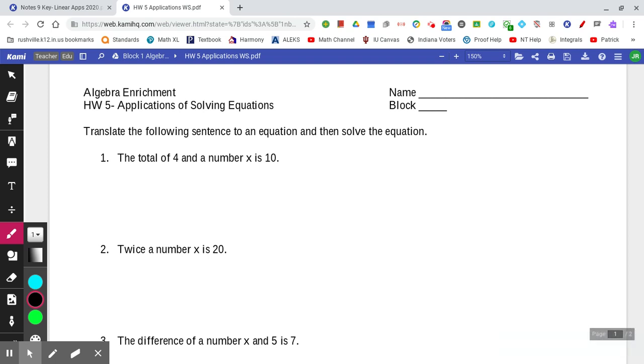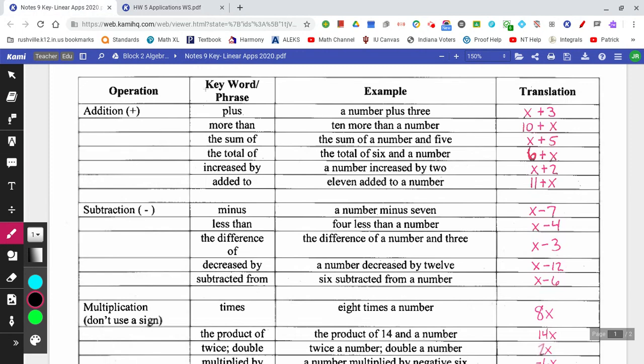Hello everyone. This video is to help you set up your applications of solving equations. So you will still need to solve these equations on your own, but this is to help you with your setup. On the front page, it's just translating. It's literally taking the English word and translating it to the corresponding mathematical symbol. If you need some help with those, there should be an attached notes page on your Google Classroom that has some keywords and phrases and what operation they mean, as well as some examples and the translation.